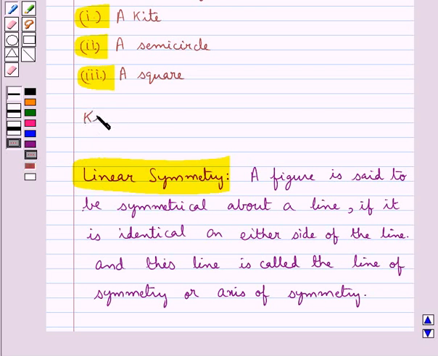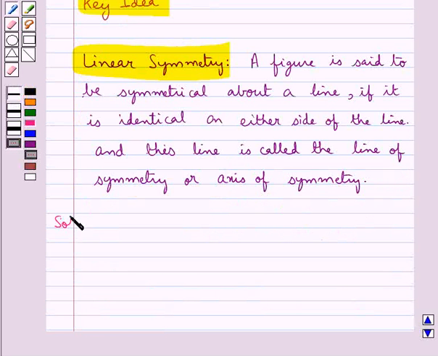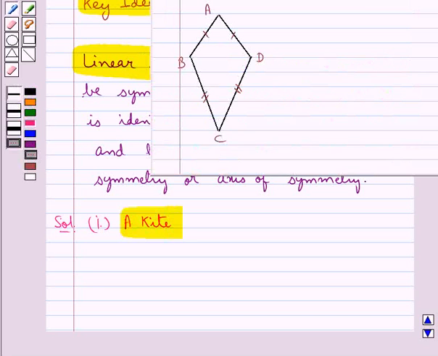This is the key idea that we use for this question. Now we move on to the solution. First, let's consider a kite and let's try to find out the lines of symmetry for the kite. Consider this kite ABCD, in which we have AB is equal to AD and BC is equal to CD.